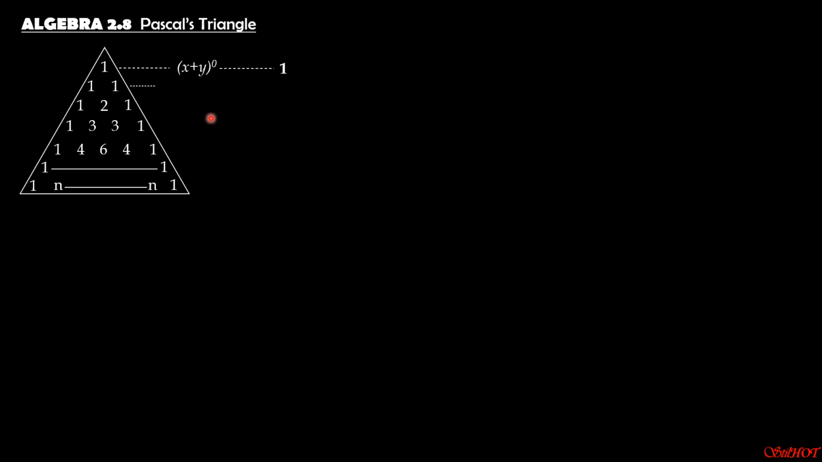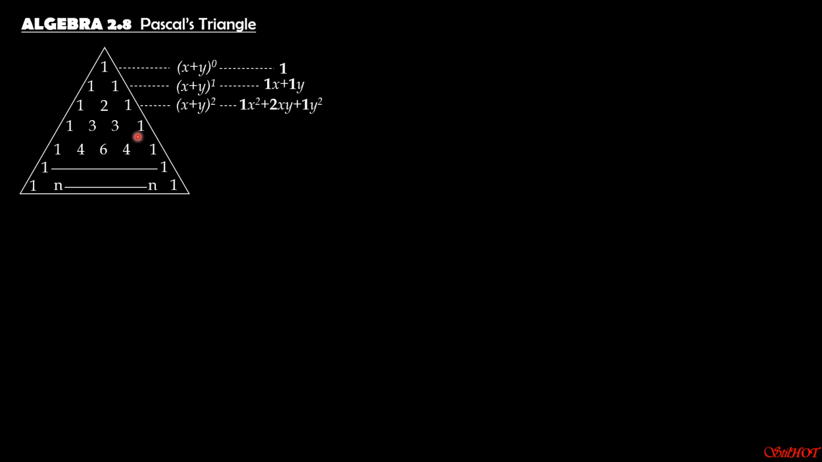Then this is for quantity x plus y raised to 1. So that's why you have 1x plus 1y, the expansion. Then this is quantity x plus y raised to 2. So notice that if n is 2, we expect n plus 1 terms. So 2 plus 1, 3 terms. So that is 1x squared plus 2xy plus 1y squared.